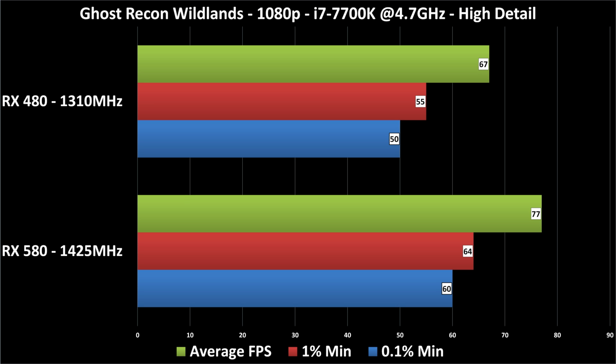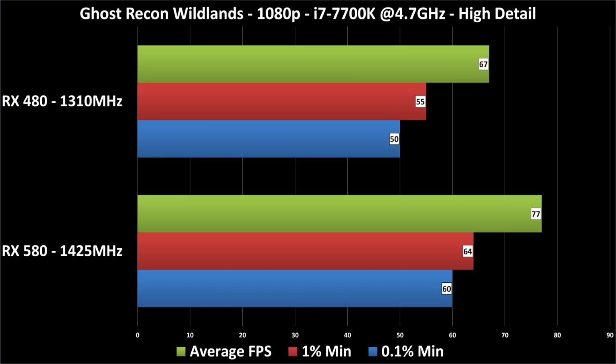RX 480, 1310 megahertz core clock speed, we have an average of 67 frames per second. On the RX 580 at 1425, we have 77 frames per second. I will be completely honest with you and say this result surprised me. There is a 10 frame per second difference here, and I ran basically the same mission in the same area of the game on the same computer on Ghost Recon Wildlands.